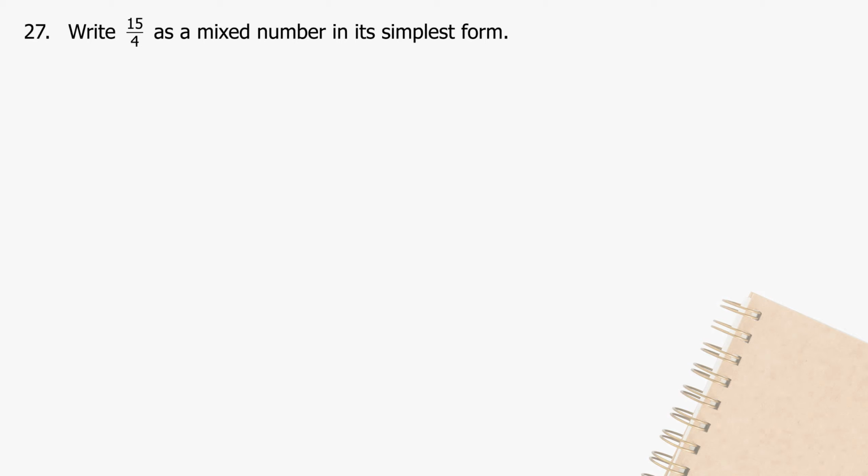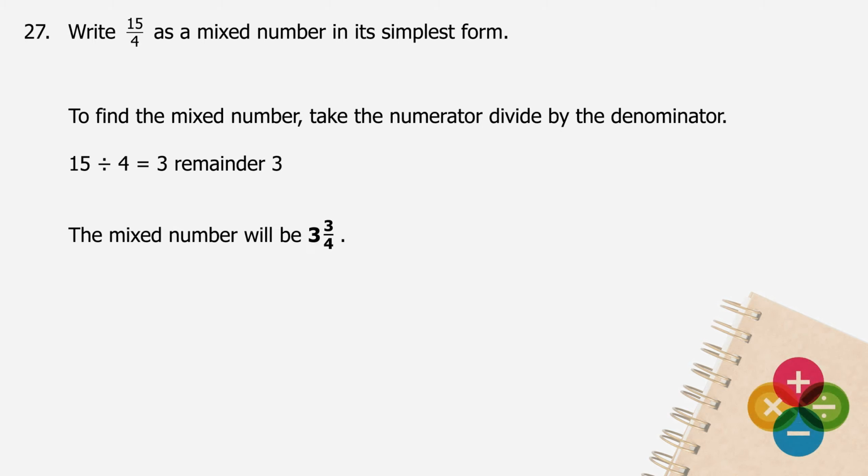Question 27. Write 15/4 as a mixed number in its simplest form. To find the mixed number, take the numerator, divide by the denominator. Convert 15/4 to mixed number will be, divide 15 by 4, and the quotient is 3, remainder 3. The mixed number will be 3 3/4.